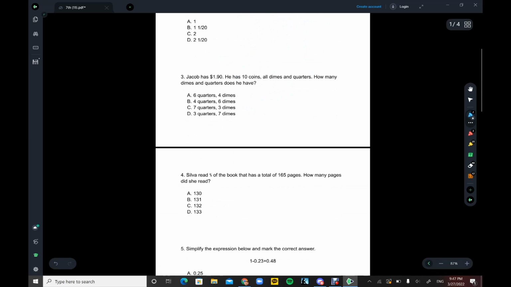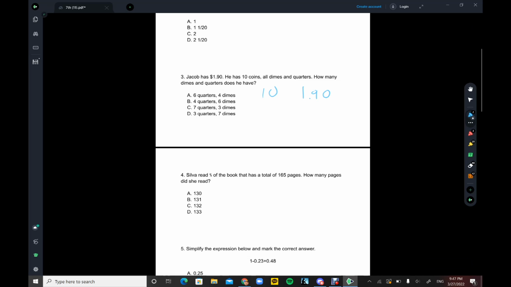Number 3 says Jacob has $1.90. He has 10 coins, all dimes and quarters. How many dimes and quarters does he have? So currently, Jacob has 10 coins, and those 10 coins add up to $1.90.